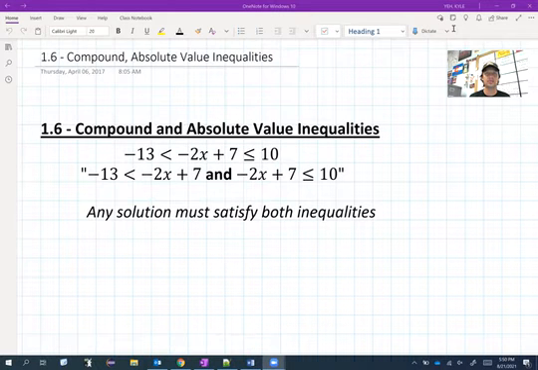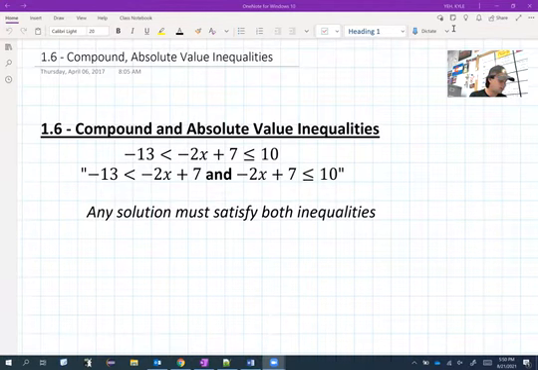Final section we'll be looking at from chapter 1. And it has to do with some of the things we've talked about the last couple of lessons. So compound and absolute value inequalities. 1.4 was all about absolute value. 1.5 was about inequalities. And so today we're going to be kind of combining the two.